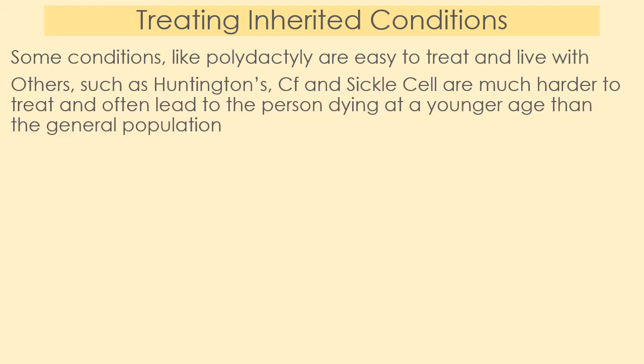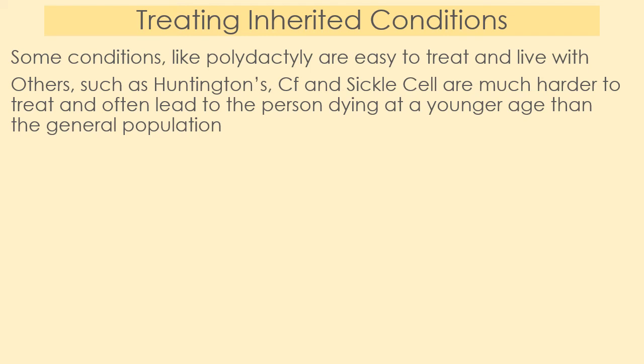Other ones such as Huntington's, CF and sickle cell are a lot harder to treat. We can treat the symptoms, but we can't get rid of it. It often leads to the person dying at a younger age than the general population. Huntington's is normally around the age of 50. For cystic fibrosis and sickle cell, life expectancy at the moment is about 60. So it's still pretty good, but definitely younger than the general population.